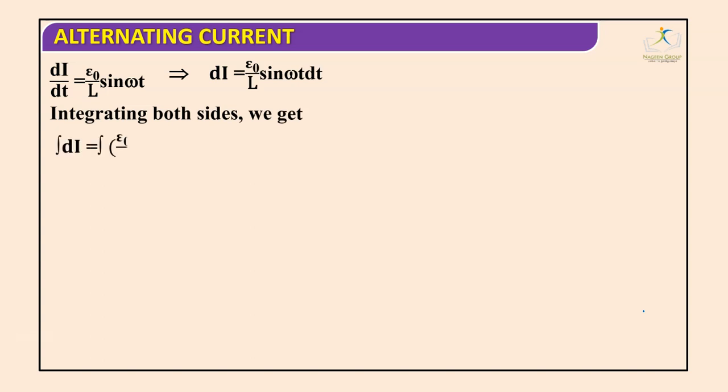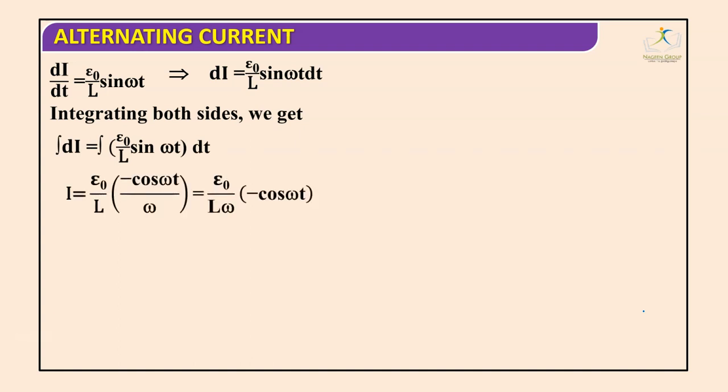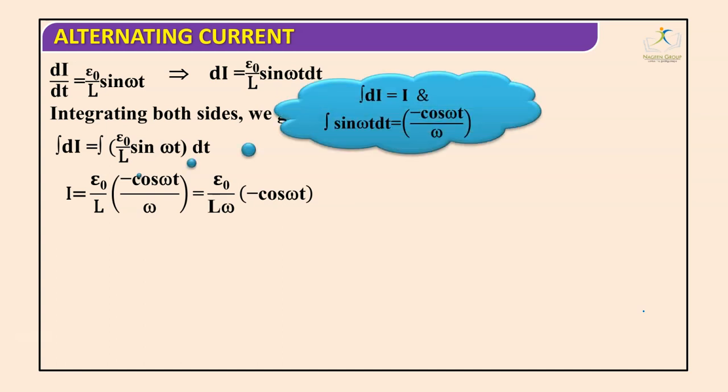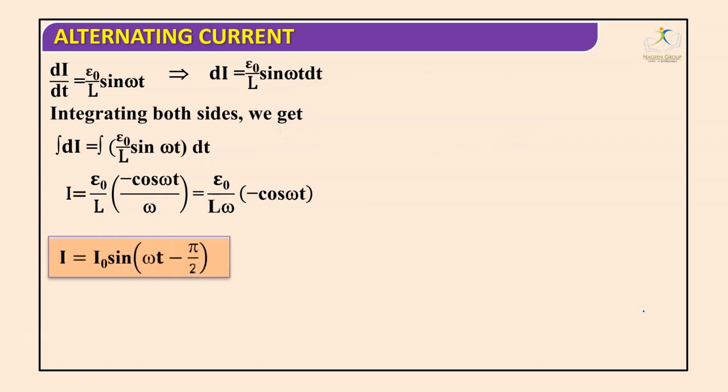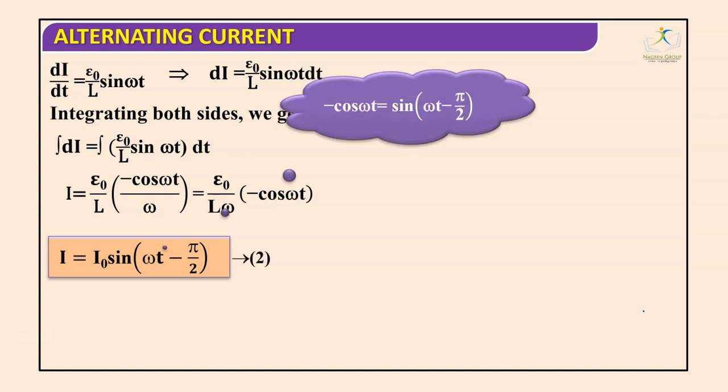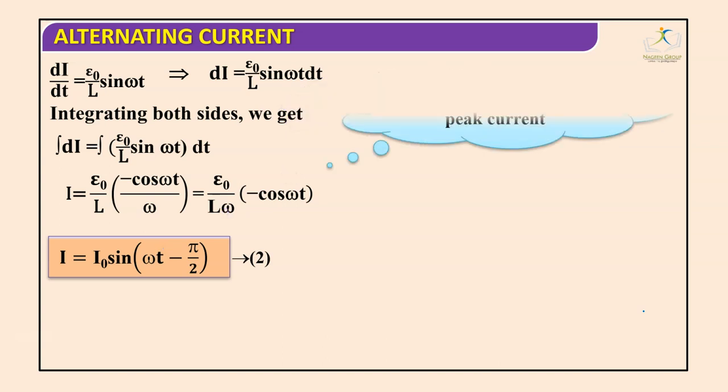If we do integration on both sides, we have to take the integration of E naught by L sine omega t dt. Now the integration of sine omega t becomes minus cos omega t by omega. So here we get E naught by L omega into minus cos omega t. So the final result will become I is equal to I naught sine omega t minus pi by 2, from equation second, because minus cos omega t we can write as sine omega t minus pi by 2.